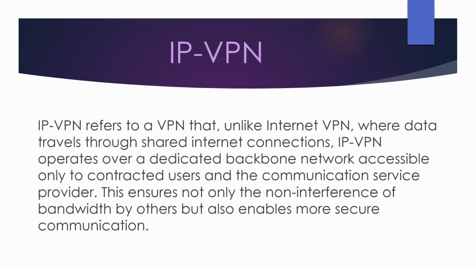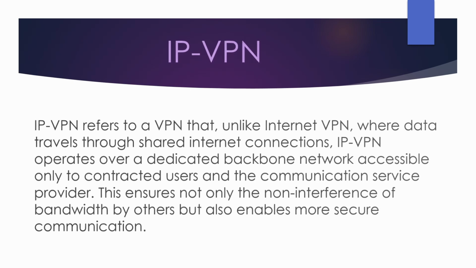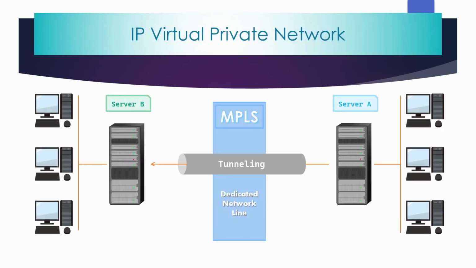Now, for IP VPN. IP VPN refers to a VPN that, unlike Internet VPN, where data travels through shared internet connections, operates over a dedicated backbone network accessible only to contracted users and the communication service provider. This ensures not only the non-interference of bandwidth by others but also enables more secure communication.